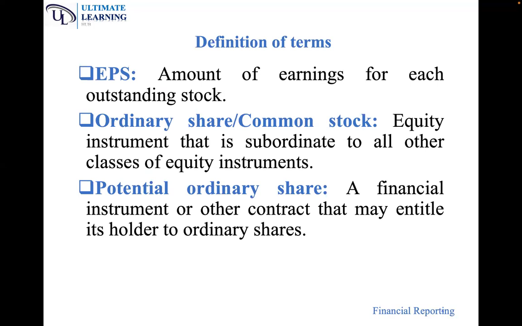This is profit after tax and minusing the preference dividends, because ordinary shareholders are only paid after the preference shareholders have got their dividends. So it's the amount of earnings for each outstanding stock. Outstanding stock is the ordinary shares.